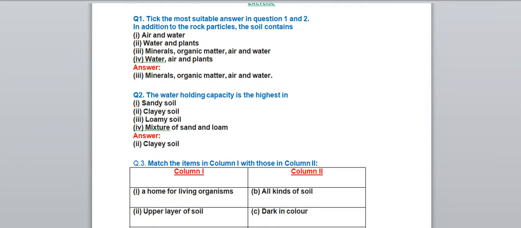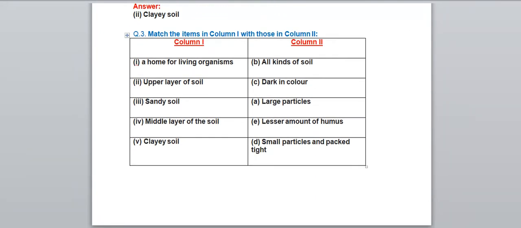Now we'll move towards question number 3. In question number 3 we have match the column. 2 columns are given, column number 1 and 2. I have written the correct answer in front of all the questions over there. First question, we have a home for living organism. So what is the home for all living organism? Means over there animals can live and small insects can live and the plants can also live. So what is the home for all living organism? All kinds of soil, because we know that in soil plants can be grown, ants and small insects can also live, rabbits, snakes, frogs can also live in the soil.